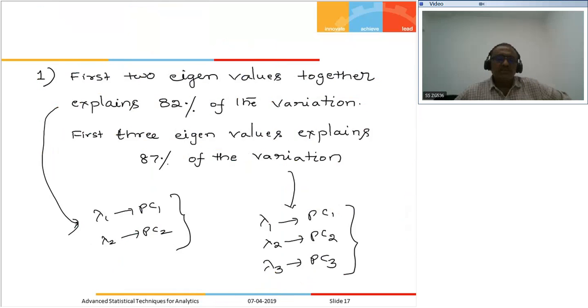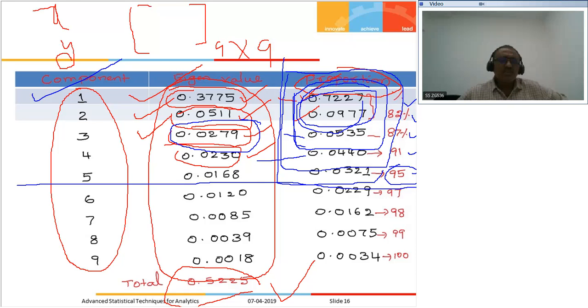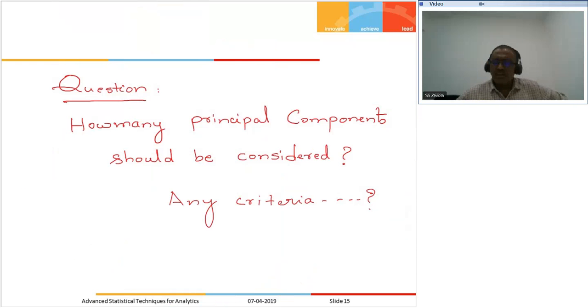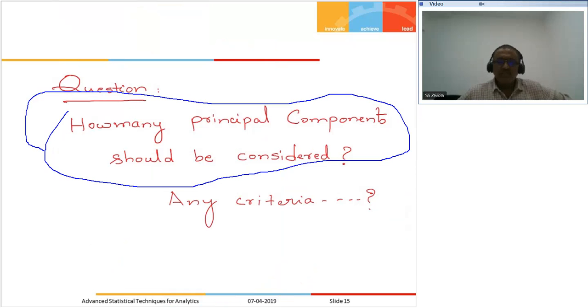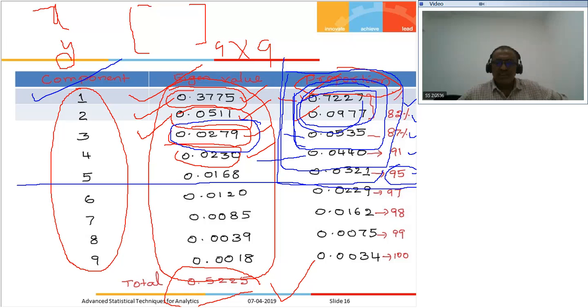Okay, right. Now the question here is, I think I answered this question already. We discussed this. How many principal components should be considered? What is the criteria? So the criteria is as discussed now. Right? This is the criteria.